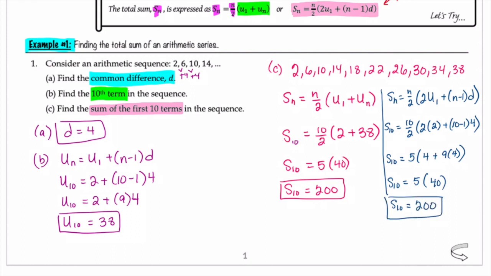And as you can see, still a value of 200. So it depends on what information we have been given that we may actually need that second formula. Let us look at our next piece.